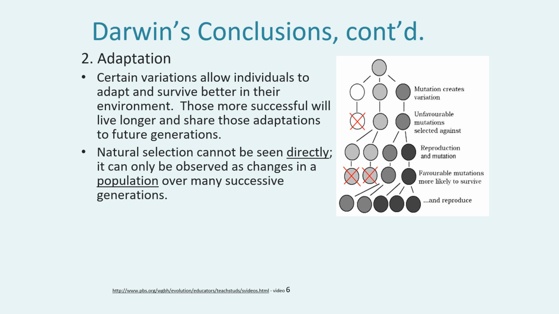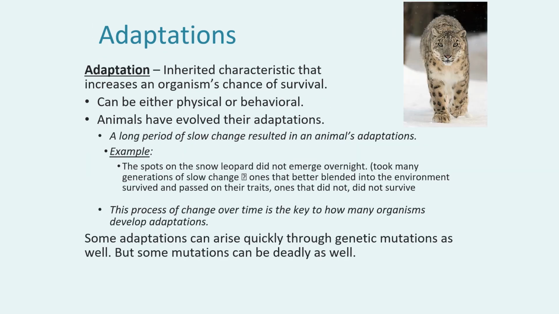So Darwin's second conclusion is that there are adaptations. Certain variations allow individuals to adapt and survive better in their environment. Those more successful will live longer and share those adaptations to future generations. Therefore, natural selection cannot be seen directly. It can only be observed as changes in populations as previously mentioned. So again, populations, not individuals. What are adaptations? Well, they are inherited characteristics that increase an organism's chance of survival. So anything that is benefiting the organism's survival and that trait being passed on, that's considered to be an adaptation. So again, anything inherited that doesn't allow them to survive better would just be an inherited characteristic. Some adaptations can arise quickly through genetic mutations, but some of those mutations can be deadly as well.